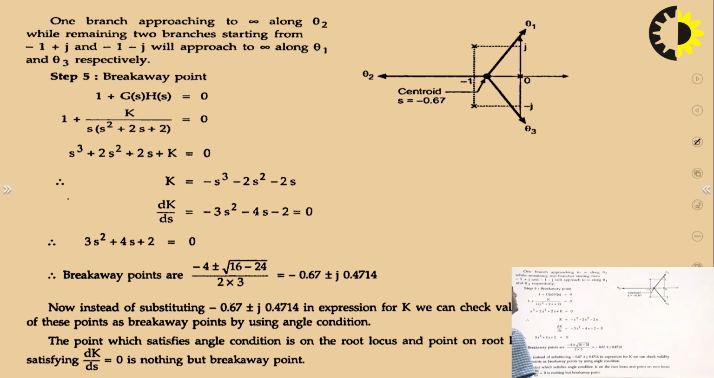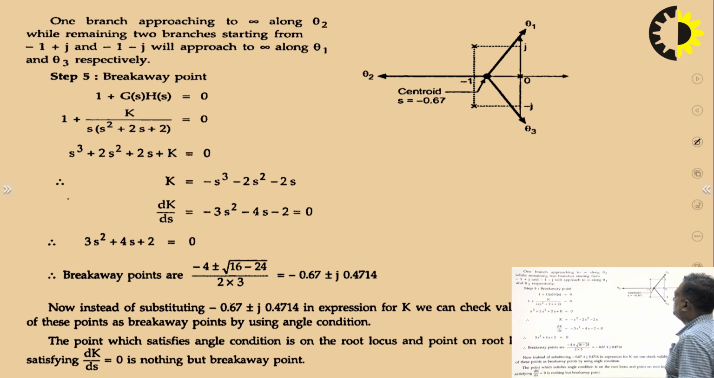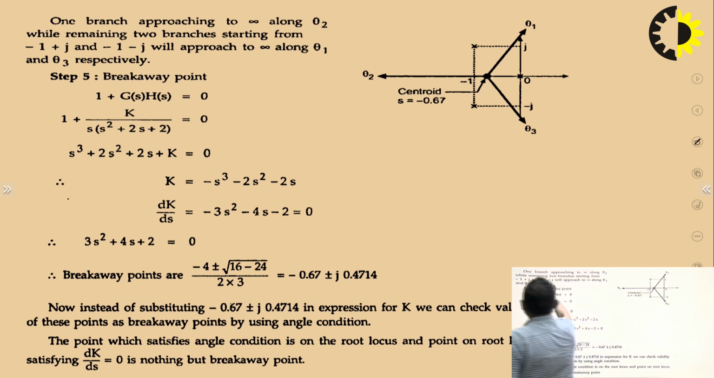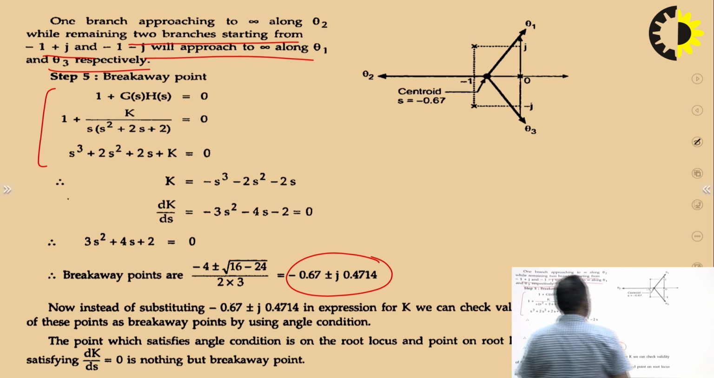So here you can see the angles of asymptotes are 60, 180 and 300. It means one branch is approaching infinity along theta 2, while the remaining 2 branches starting from -1 plus j and -1 minus j will approach infinity along theta 1 and theta 3 respectively. Now we will calculate the breakaway point. Breakaway points can be calculated from 1 plus G(s)H(s) equals 0. So while calculating, we are having breakaway points at minus 0.67 plus minus j 0.4714.